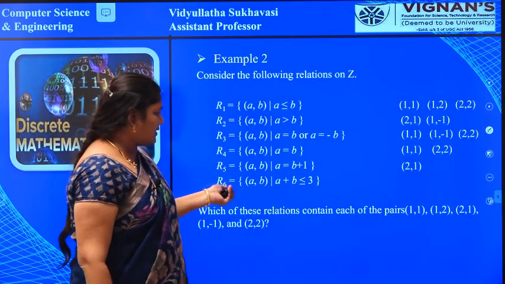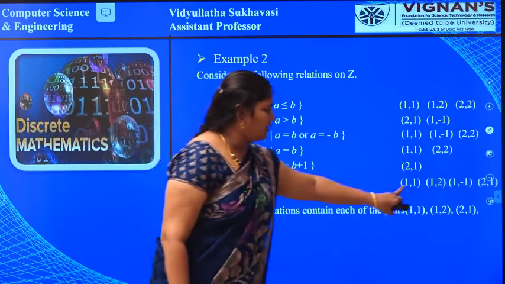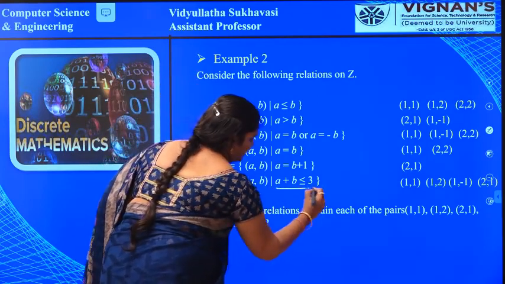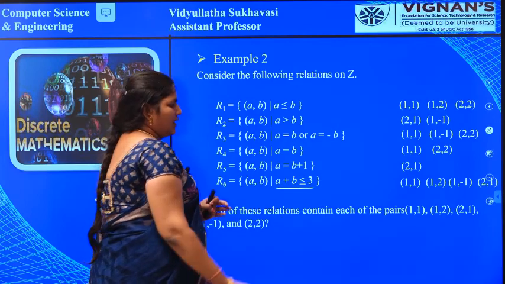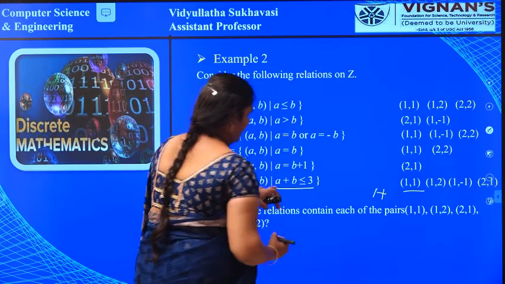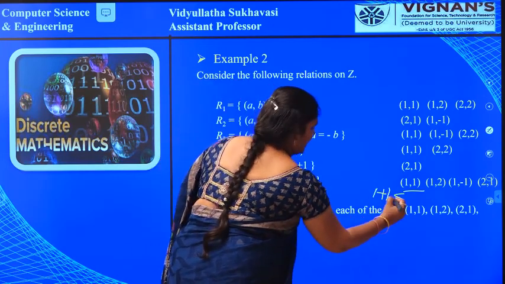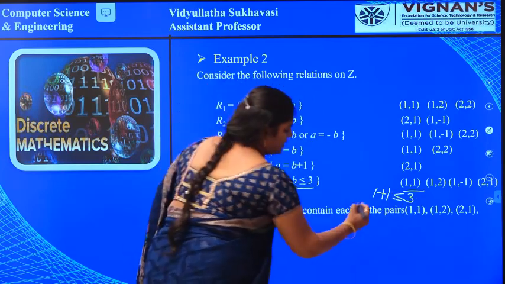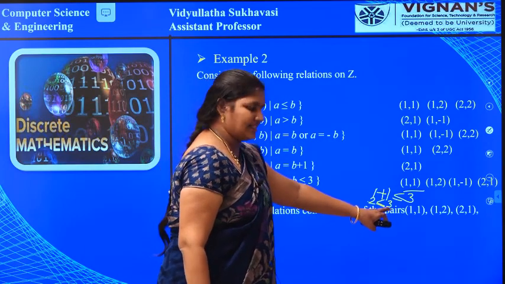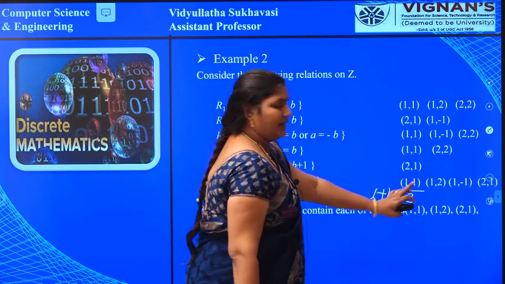And next, R6. What are the ordered pairs which are satisfying the relation R6? These are the ordered pairs which are satisfying the condition R6, that is, the condition is A plus B less than or equal to 3. So here, for this ordered pair 1 comma 1, A element is 1 and B element is also 1. 1 plus 1 less than or equal to 3. That means 2 less than or equal to 3. Since 2 is less than 3, the condition is satisfied, so this ordered pair is coming.